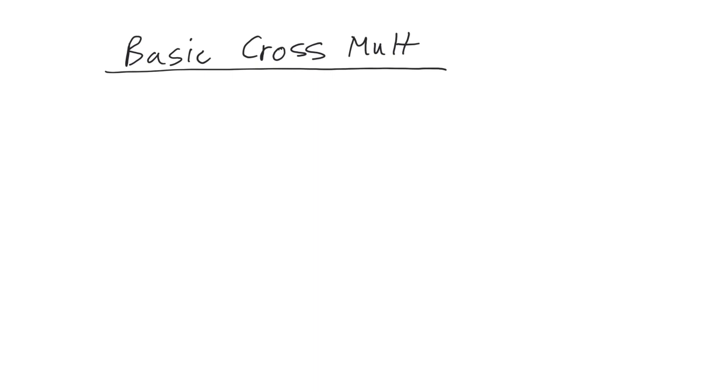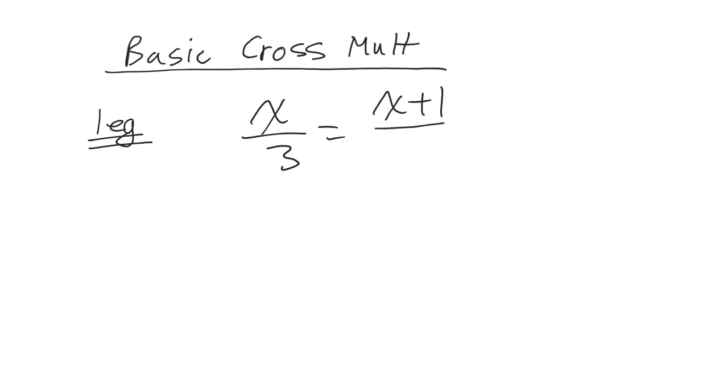Okay, so now we're going to deal with basic cross multiplication. So here is our first example. Imagine I have x over 3 is equal to x plus 1 over 5.